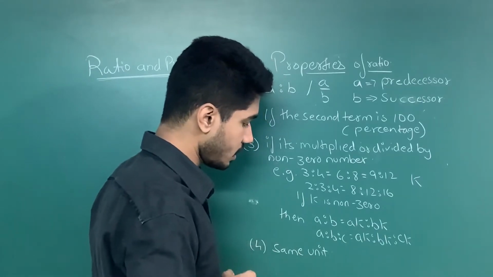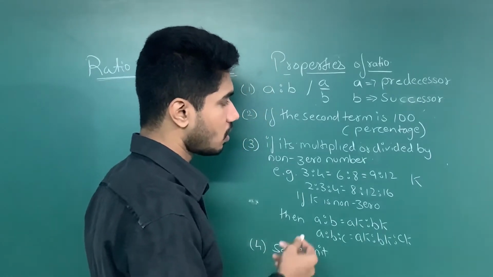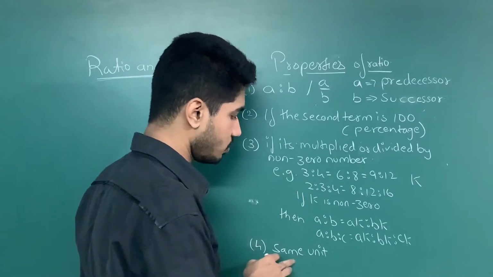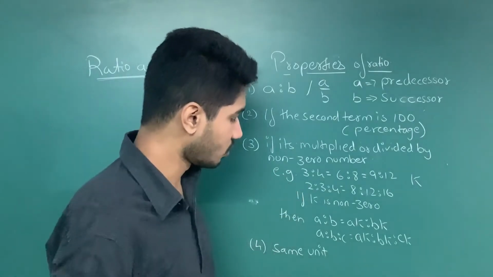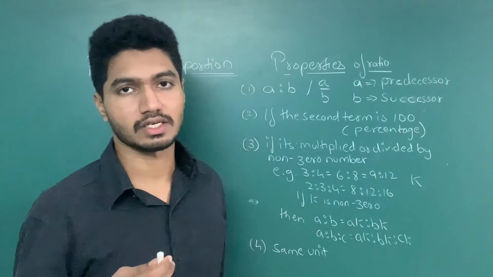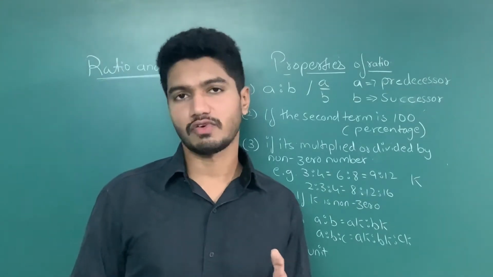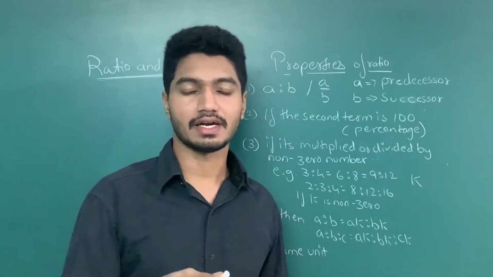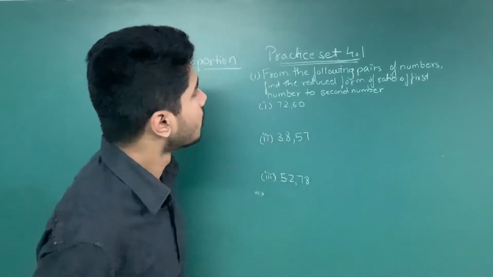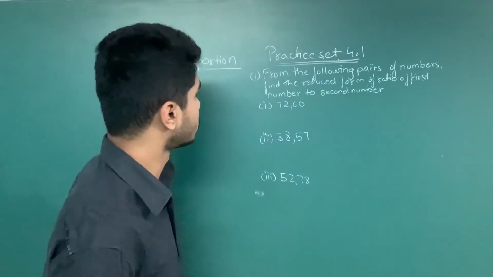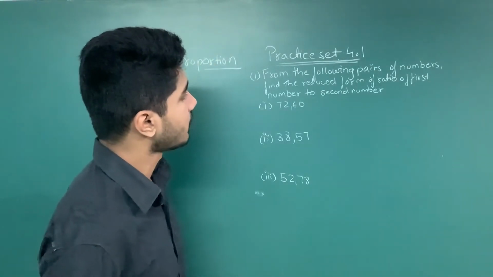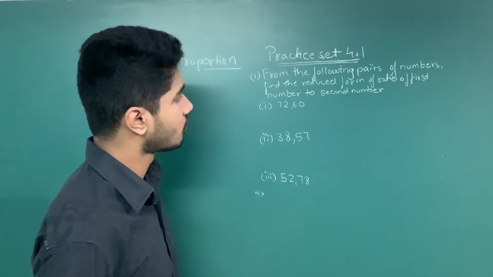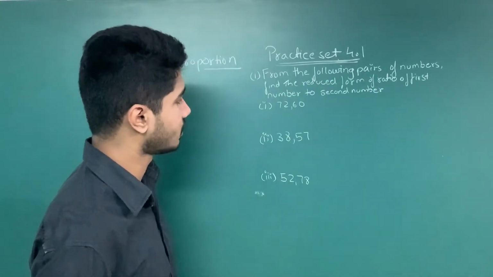The fourth property, both the terms of the ratio should have the same unit. You will understand the fourth property while solving practice set 4.1. There is also a fifth property which you're going to understand while solving practice set 4.1. Practice set 4.1. First question. From the following pairs of numbers, find the reduced form of the ratio of the first number to the second number.